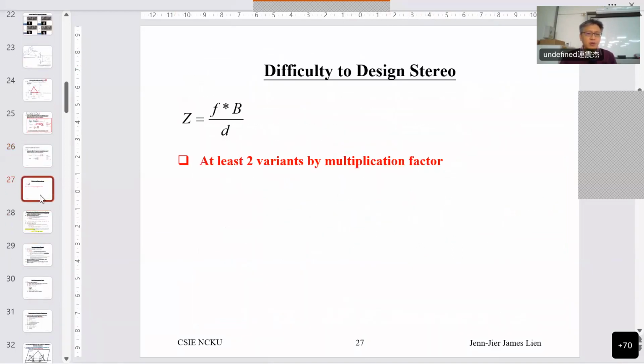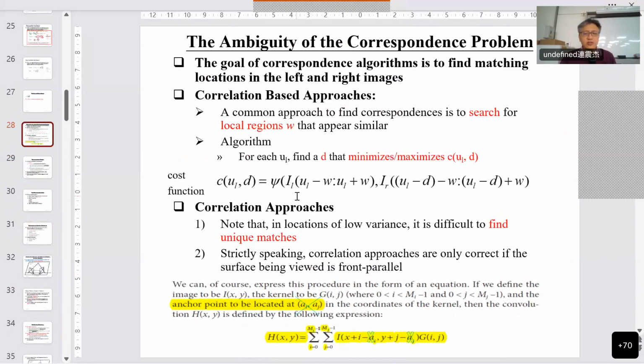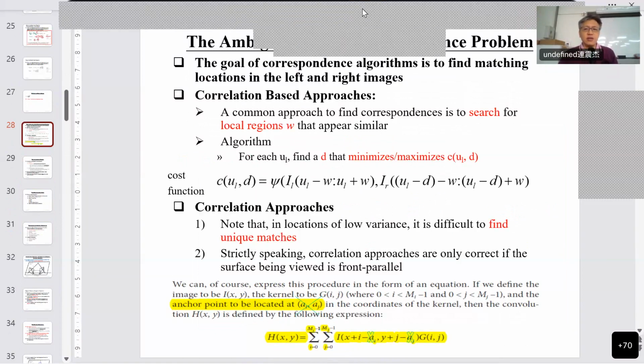So the next step is trying to find corresponding points. Usually the window is 3 by 3. 5 by 5 is too big. 3 by 3, because for each pixel you need to calculate to find a disparity, and it takes time for each pixel. So 3 by 3 is good enough.